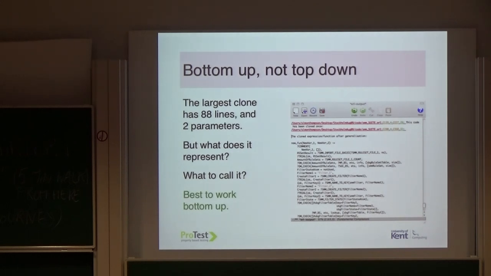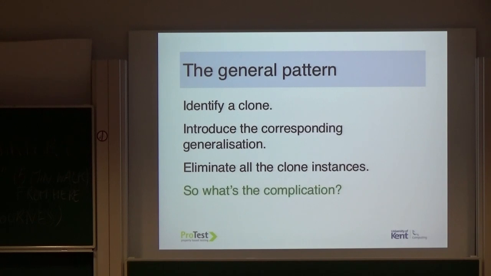It's best to work bottom up. Try and identify things which are short and can be named. And then they will contribute, of course, to the body of your larger clone anyway. So bottom up seemed to work better than top down. That's the first pragmatic lesson we came up with. So the general pattern we have is spot the clone, introduce the generalization, eliminate the instances. So we've done that. We decided to work bottom up rather than top down.